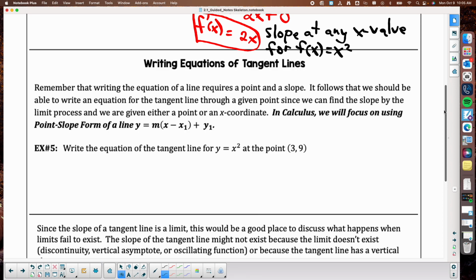Tangent line. Remember, it's a straight line that shows the slope at that spot. But because it's a straight line, you can write an equation for a straight line. And to write the equation of a straight line, you only need 2 things: a slope and a point.